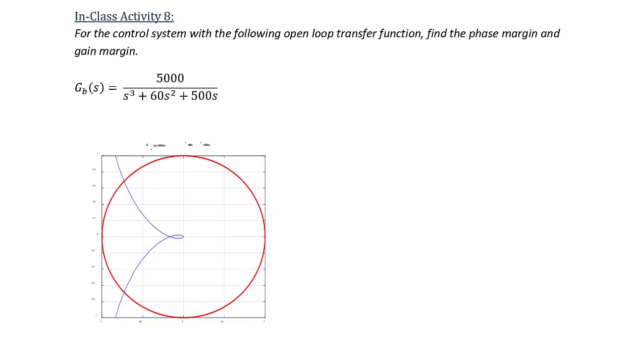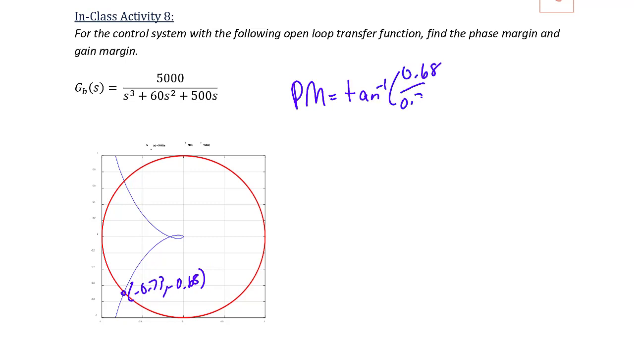In class activity 8, for the control system with the following open loop transfer function, find the phase margin and gain margin. So the first thing you should see here is that the Nyquist diagram intersects with a unit circle at this point here in order to find the phase margin. So we'll call that point negative 0.73, negative 0.68. So the phase margin is equal to the arctangent of 0.68 over 0.73, which is equal to 43 degrees.